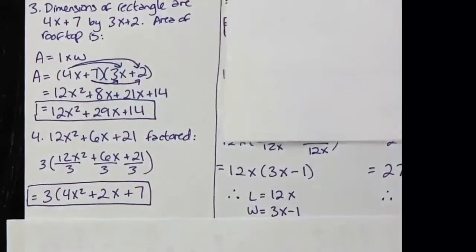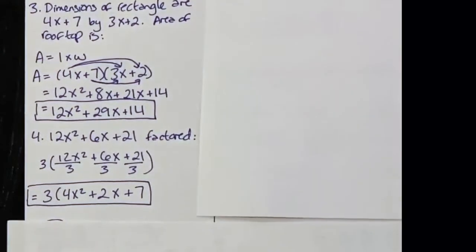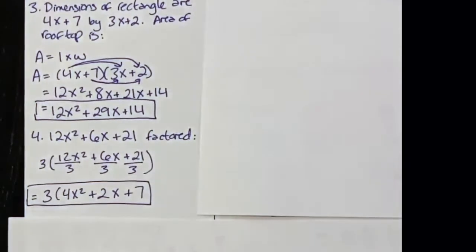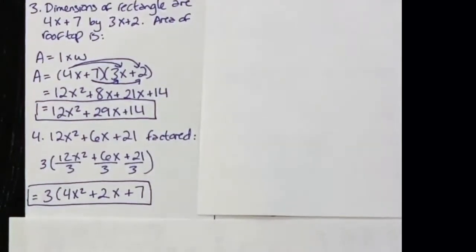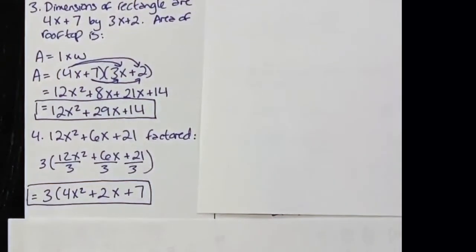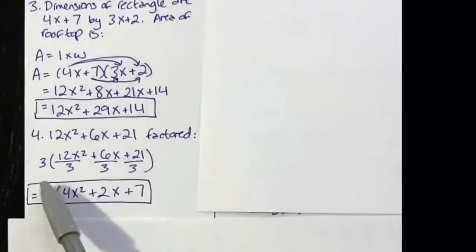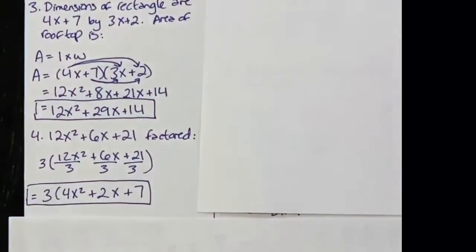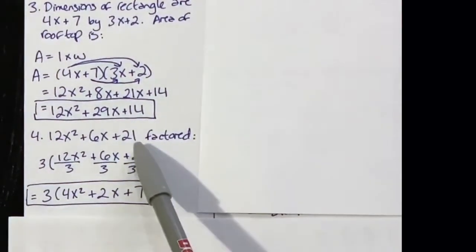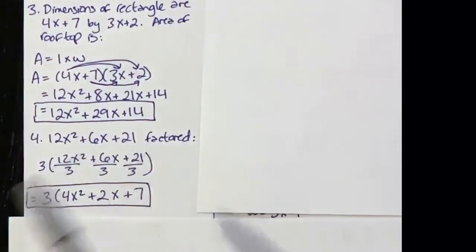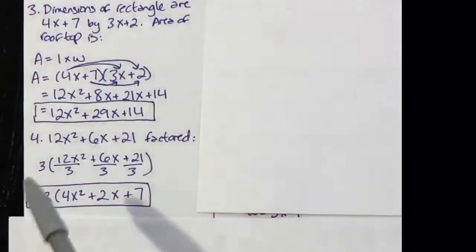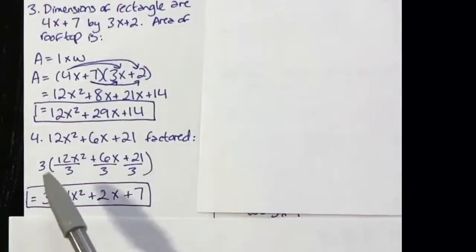Question 4 asks us to take this long line of terms, this trinomial, and factor it. So in order to factor this, first I have to take out anything common. So between these three terms, what is my greatest common factor? Well, it's only 3, okay? I can't take out any variables like x because my last term doesn't have an x on it, right? So the biggest thing I can take out of 12, 6, and 21 is 3.